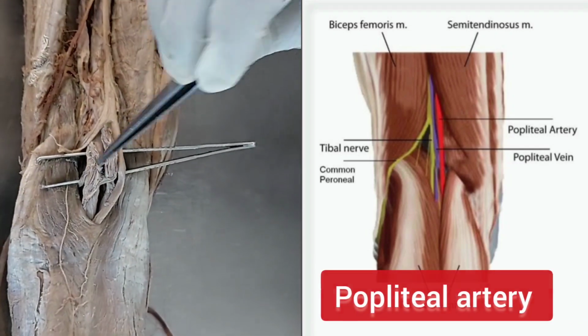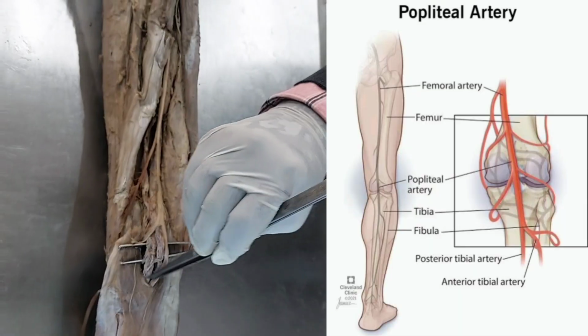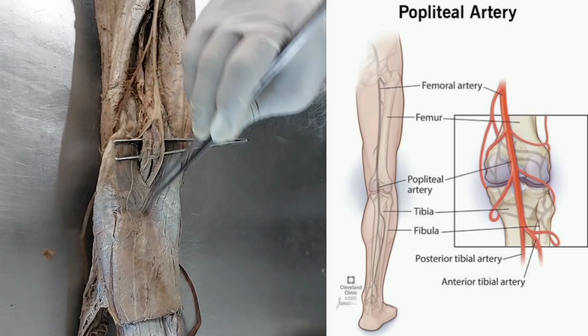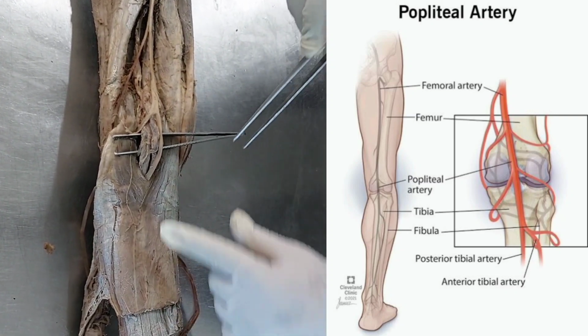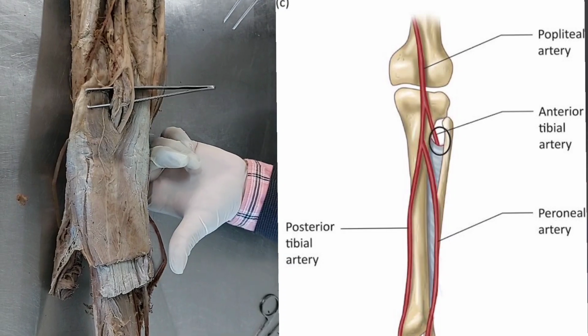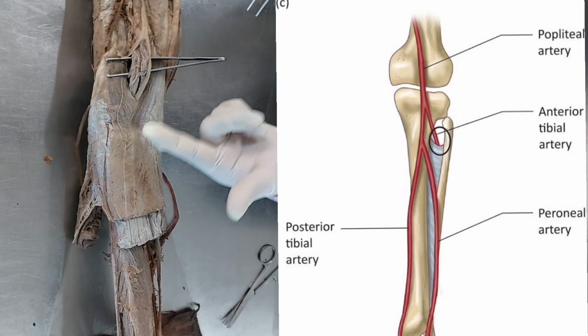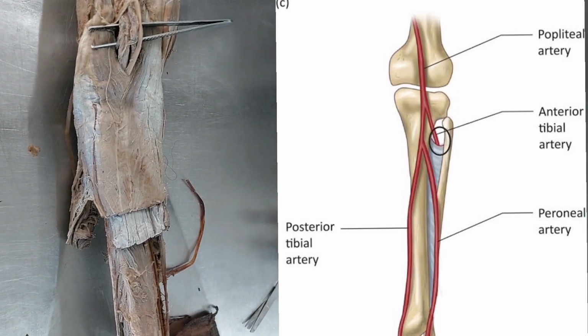artery. Popliteal artery is a continuation of the femoral artery, and here below the popliteal fossa it will divide into anterior tibial artery and posterior tibial artery. Posterior tibial artery will run along the posterior compartment and anterior tibial artery goes anteriorly through the foramen between the tibia and fibula above the interosseous membrane, and it will enter into the anterior compartment of leg.